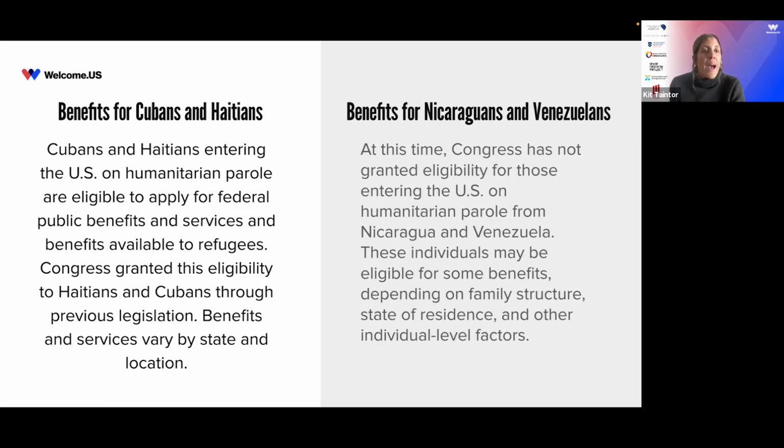At this time, Congress has not granted eligibility for those entering the United States on humanitarian parole from Nicaragua and Venezuela. So these individuals will be eligible for a much more narrow scope of benefits, but they are eligible for things like healthcare at community healthcare centers, school lunches for the kids, and even Head Start for kids from 3 to 5. So it's just a different set of benefits that folks are eligible for. And again, you'll find that our guides are broken down by these eligibilities to help you understand what folks might be eligible for.